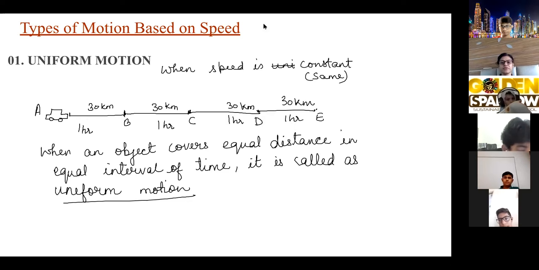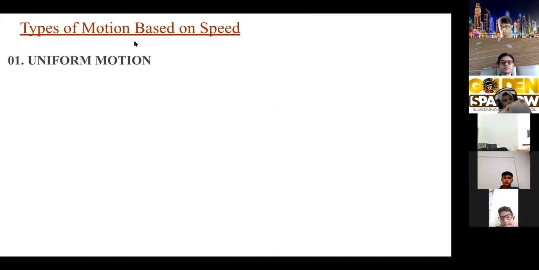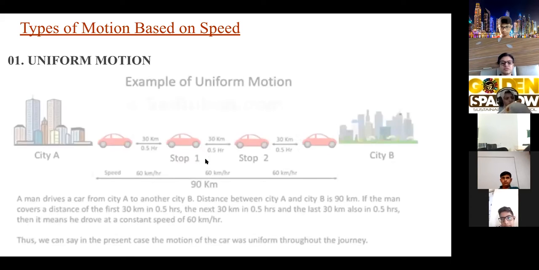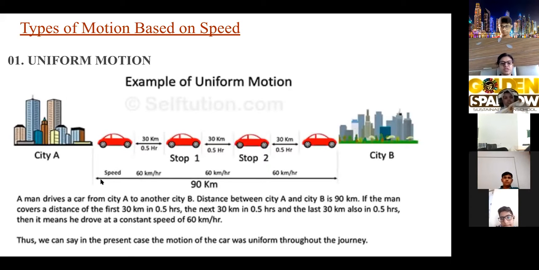Okay, so I'm erasing it. See, speed, this is okay only. 0.5 hour, 30 kilometers; 0.5 hour, 30 kilometers; 0.5 hour, 30 kilometers. So you can see that the speed is also constant and it covers equal distance in equal interval of time. So this is uniform motion.